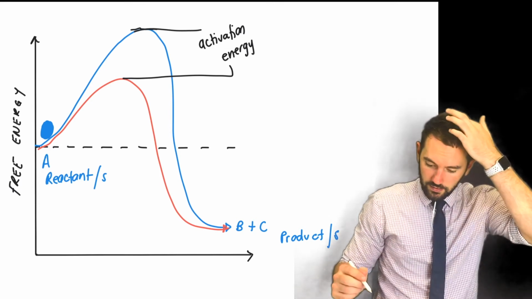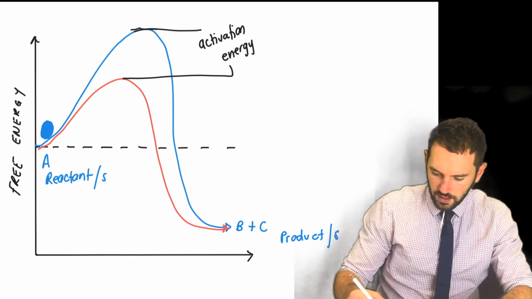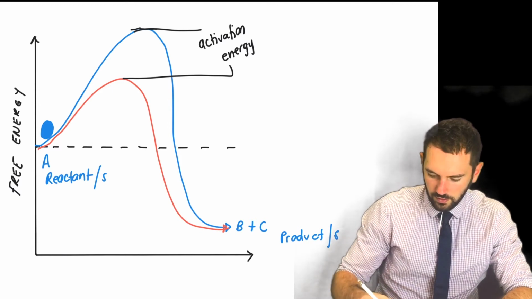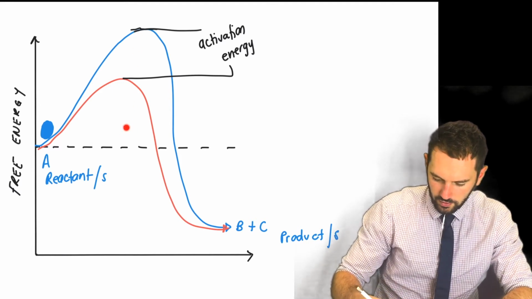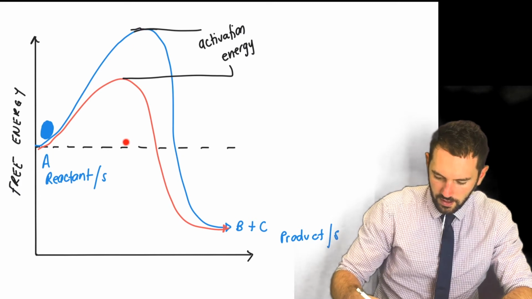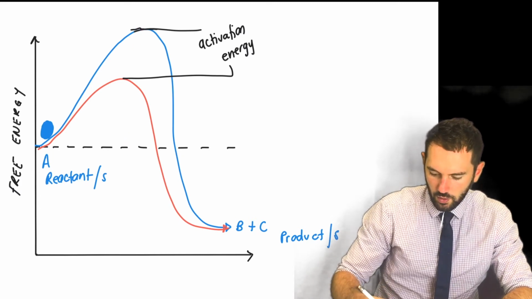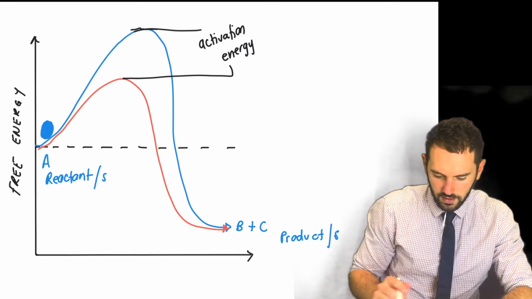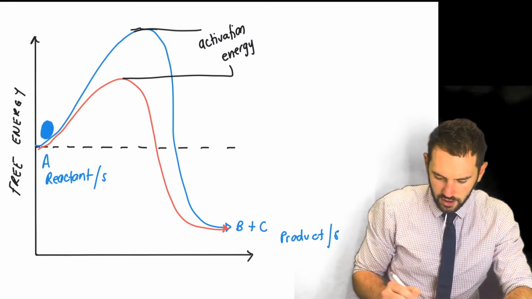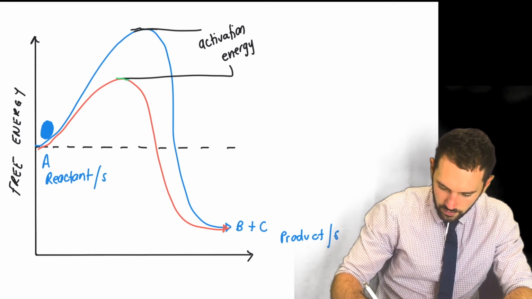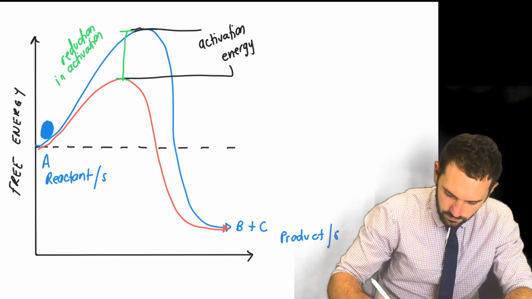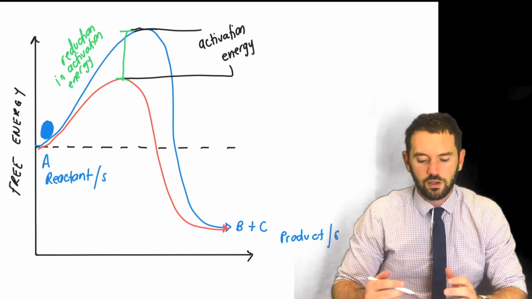So this activation energy, if we were to measure it, is the position between this dotted line where it starts and then to this top point here. So this is without the enzyme, and then the activation energy required with an enzyme is from here to here. So you can see it's much smaller. So the difference, the reduction in activation energy, is this point here. So that's our reduction in activation energy caused by an enzyme.